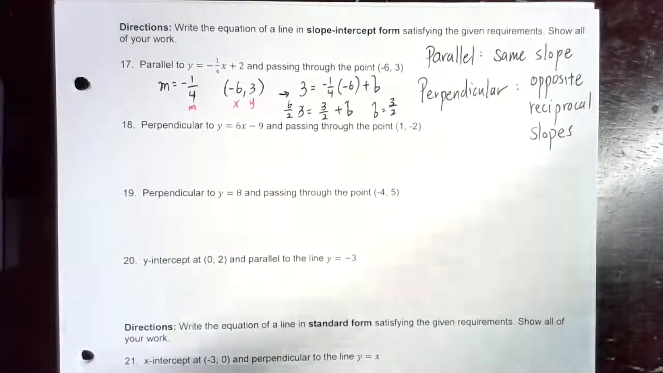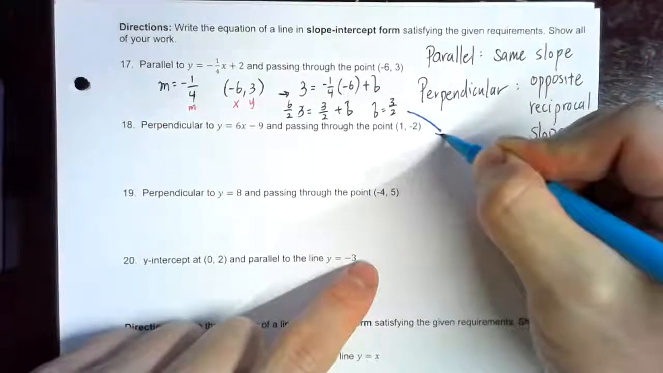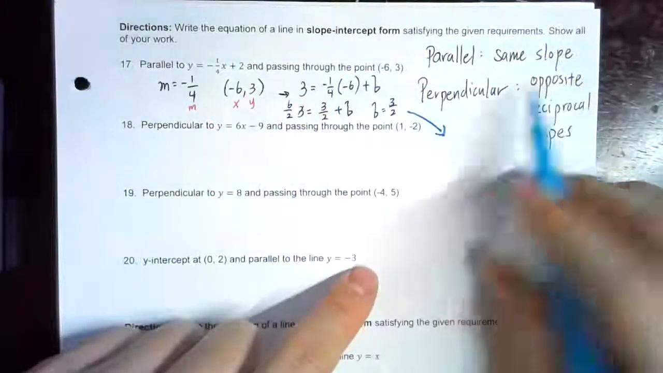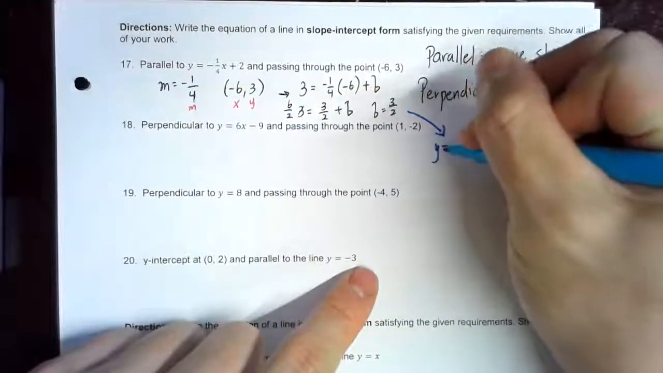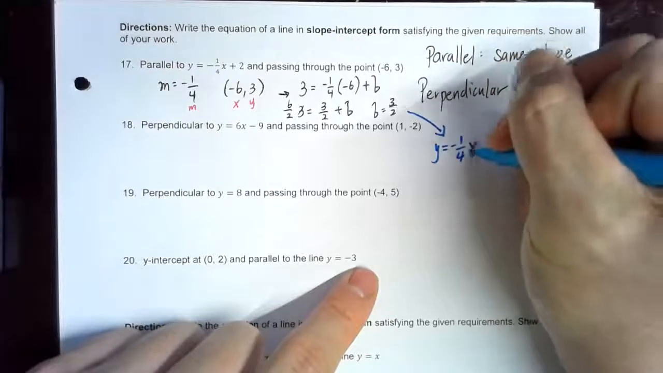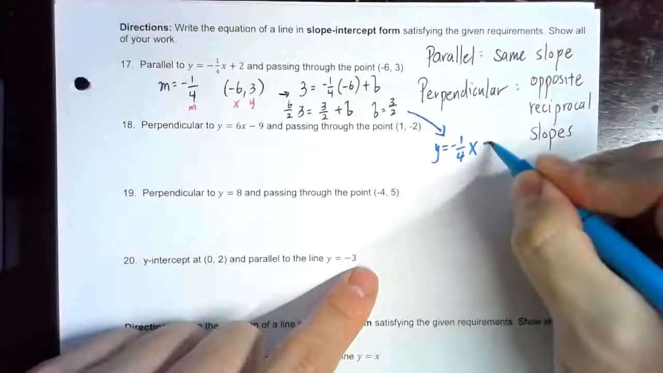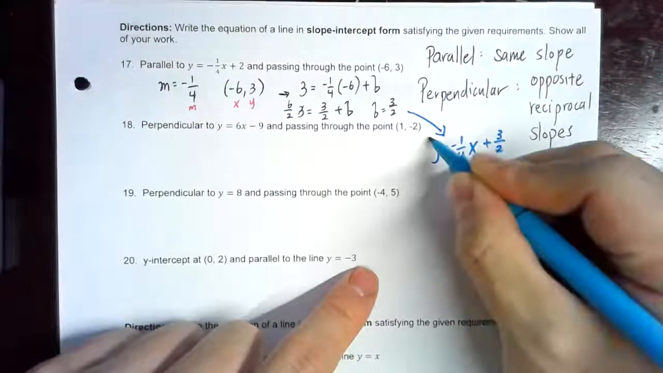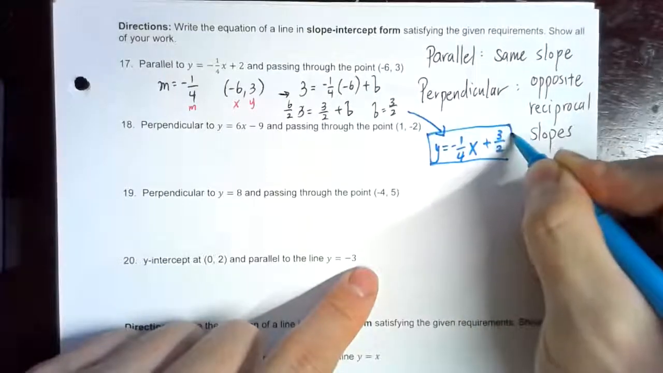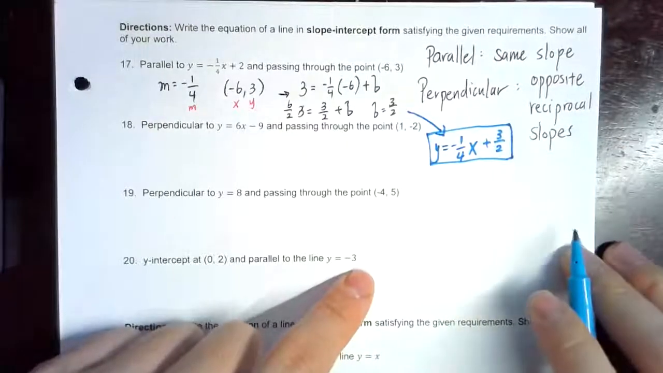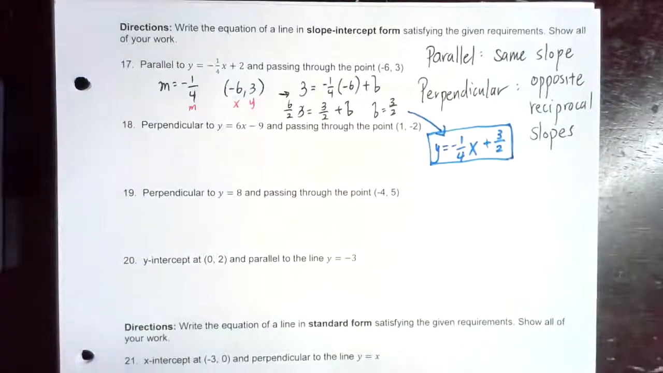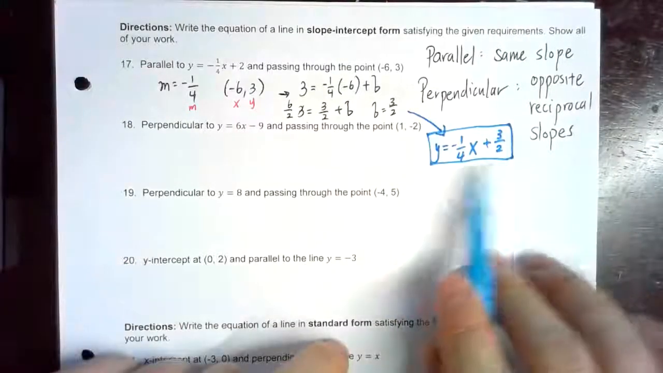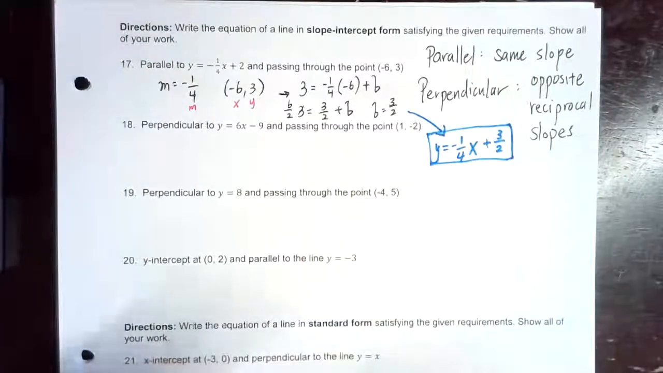I'm going to write my answer in sky blue. The new equation has the same slope, negative 1/4, and it also has a b value of 3/2. Notice this is in slope-intercept form. The second half of this page asks for equations in standard form, and obviously we can fix this and make it standard form.